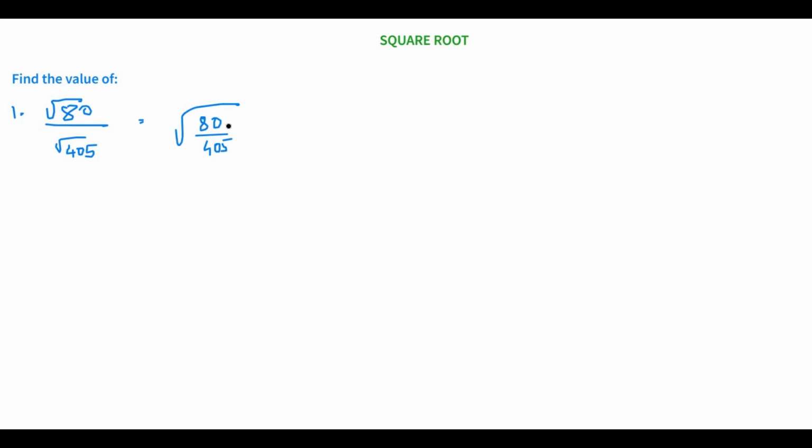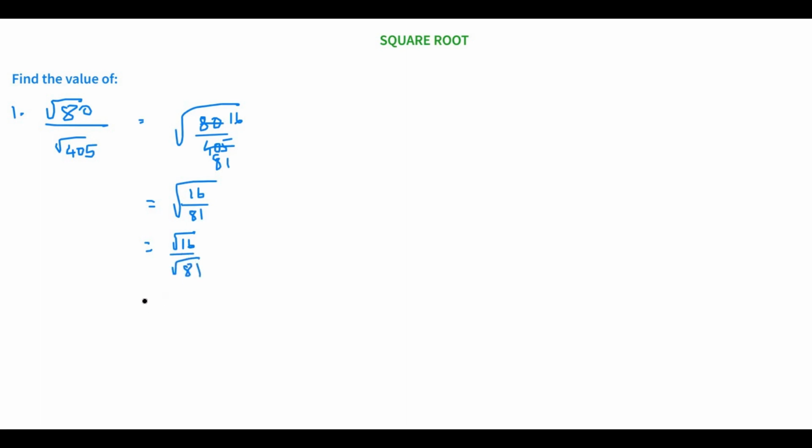Let's put this number inside the square root. Now 80 and 405 are both divisible in the 5 times table. So 80 would become 16 and 405 would become 81. Now 16 and 81 are square numbers. So now what we have got is the square root of 16 divided by 81. Since both are square numbers, let's separate the square root again: square root of 16 divided by square root of 81.